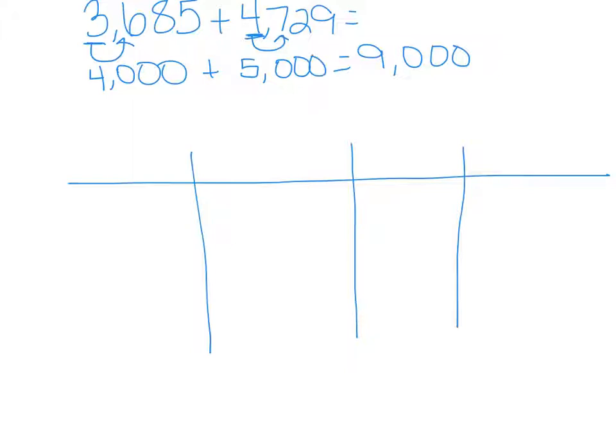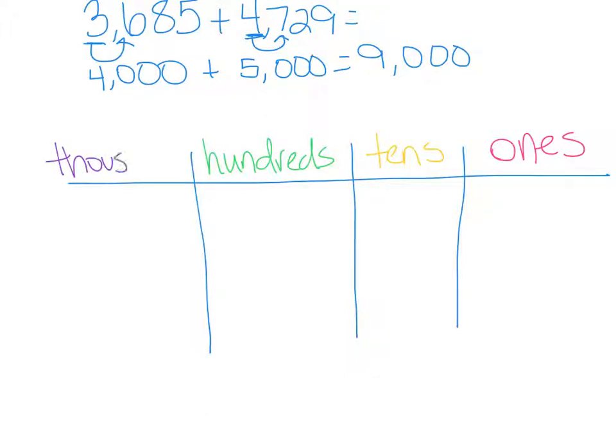And I'm going to start over here on my ones place, and I'm going to just start labeling them. So I've got my ones, I've got my tens, my hundreds, and my thousands. Okay, and I'm just going to go ahead and rewrite this problem.